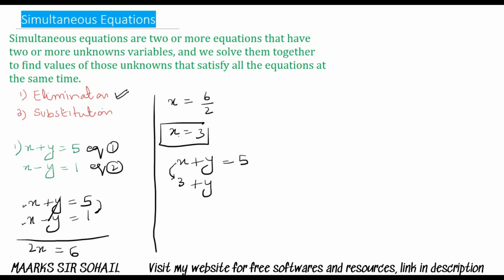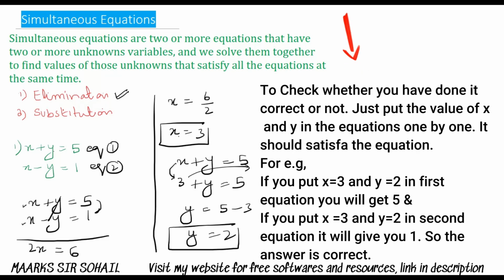So 3 plus y will give us 5. And obviously when we move this 3 to the right side, it will become minus. So 5 minus 3, so y is equal to 2. So here we got both the values of x and y, and you can see how easy it is.